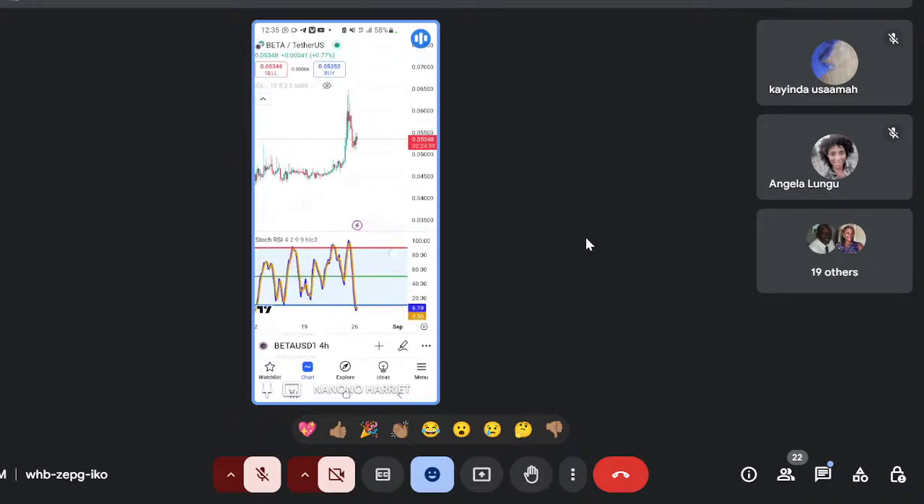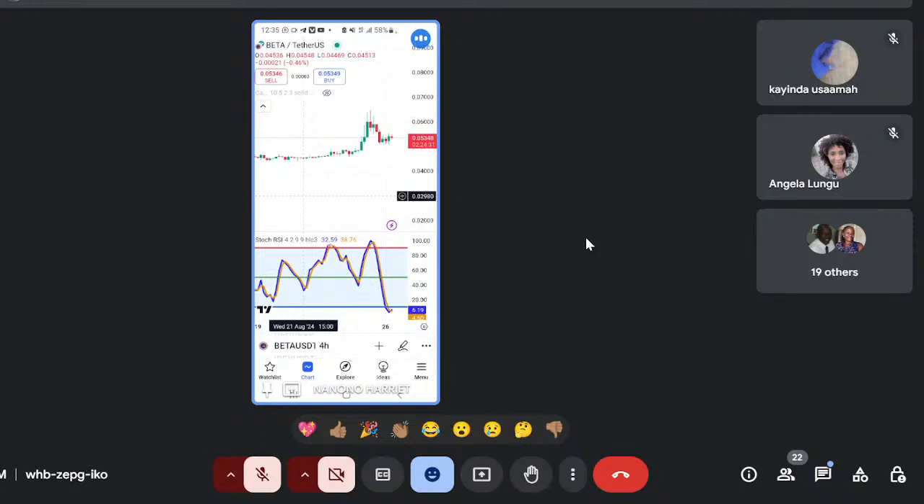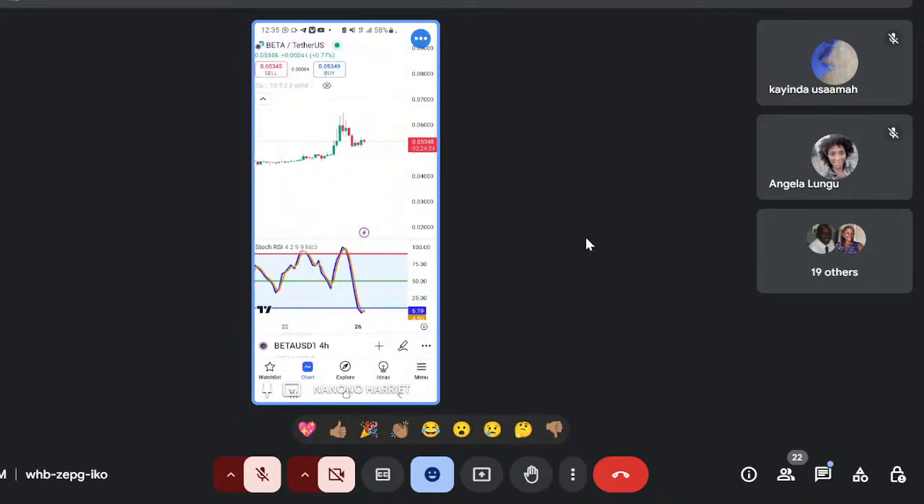The stochastic RSI is here. For now, let us first look at the stochastic RSI. It has these lines. It has this lower line, okay? It has this blue line, this green, and then the middle one. The lower line is always at 20.